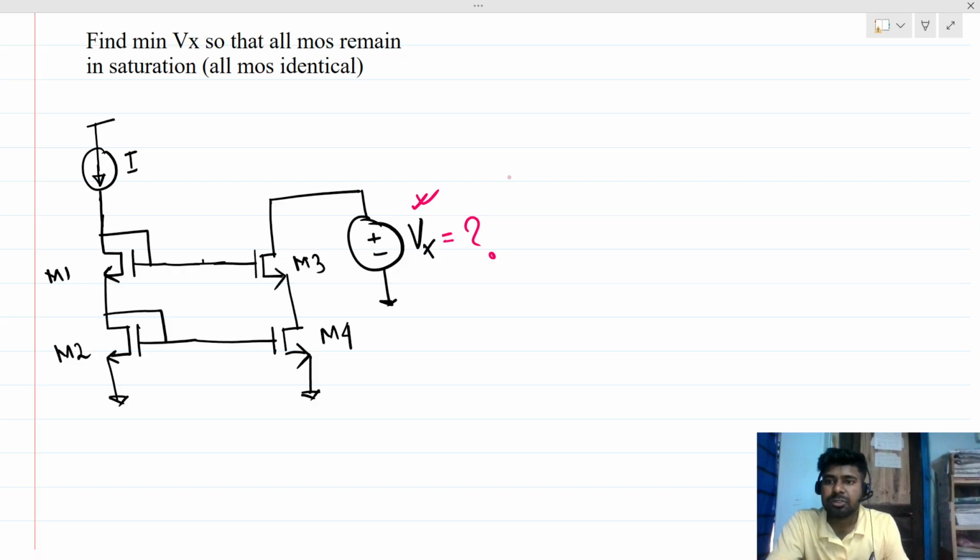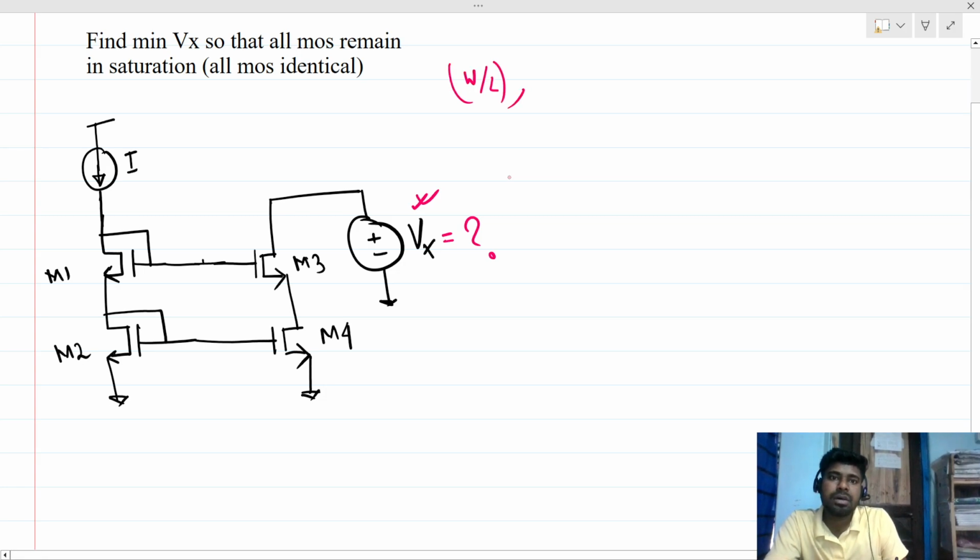These NMOSes are all identical. Identical means all W by L is the same, their overdrive voltage is the same, and their threshold voltage is the same. So now, how can we solve this?